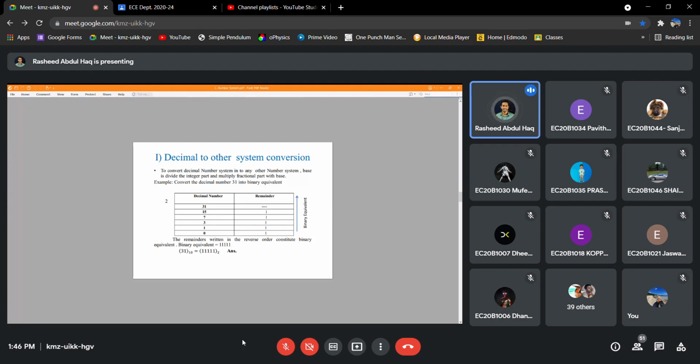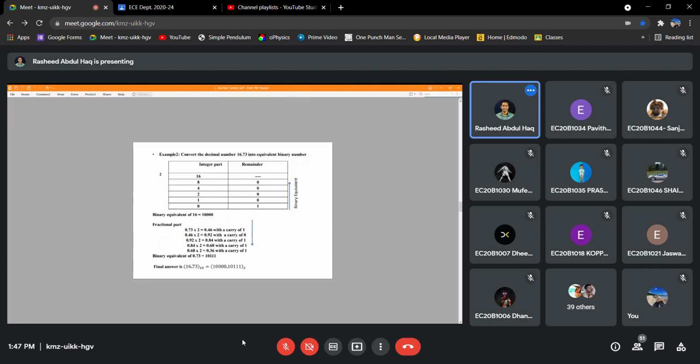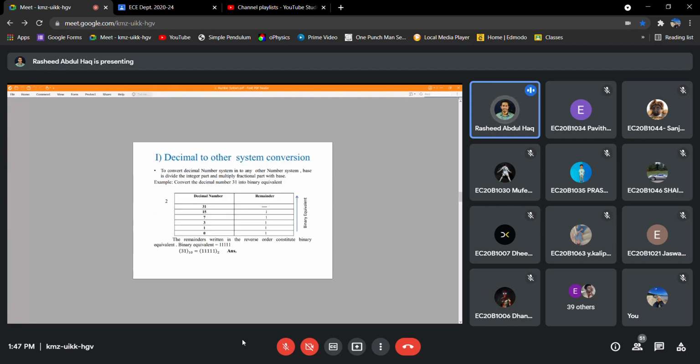For example, we'll convert. Okay, we'll do some small exercise. Hello, am I audible? Yes, sir. Convert 16.73 into a binary number. 16.73 into binary.